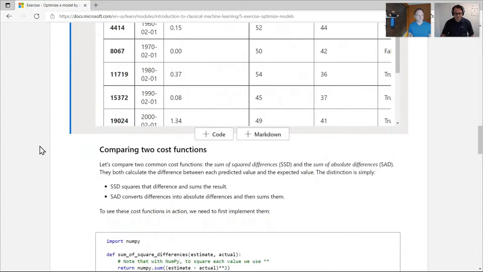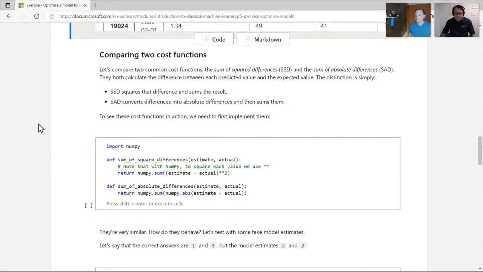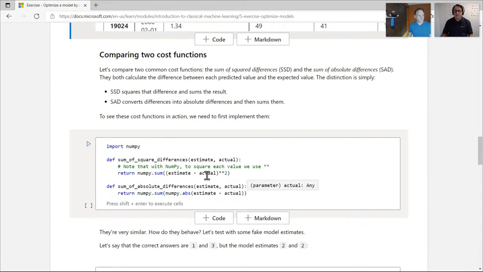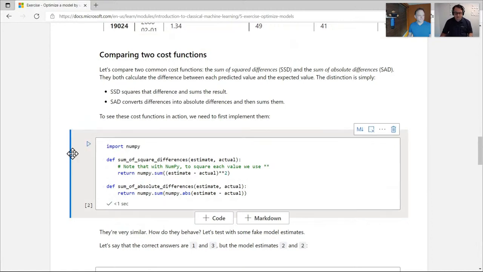Awesome. All right, so let's have a look at the two cost functions. You can see them here: the sum of square differences and the sum of absolute differences. They're very similar. They're using the same inputs, which are the estimate and output, but they're using different formulas. One's using the sum of squares, and the other one's using the absolute differences between the numbers. So subtracting the estimate from the actual in terms of absolute differences, and then getting the absolute value there, or the sum of squares, where it's getting the estimate and actual, squaring that value, and then summing those values.